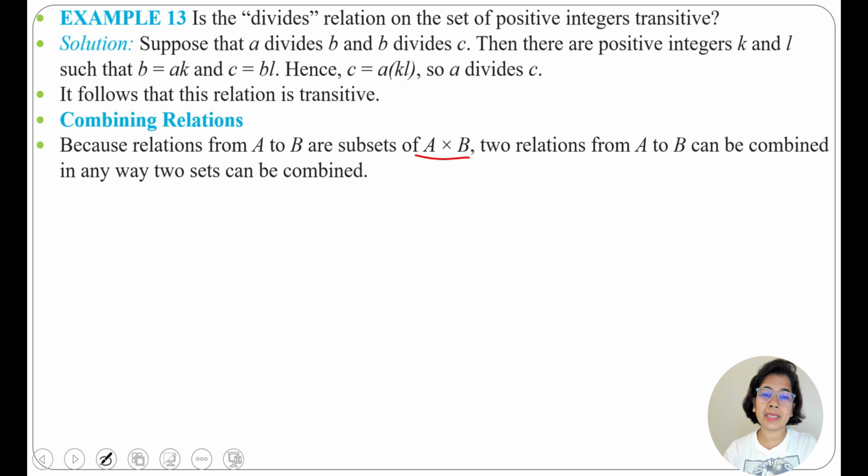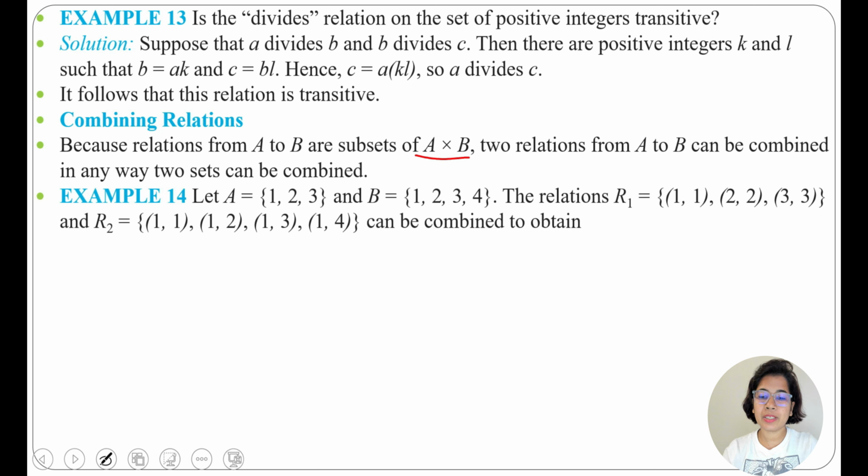So how do we combine these sets? We can also combine the relations. Let's see one example. Let A equal {1, 2, 3}, B equal {1, 3, 4}. The relation R1 contains (1,1), (2,2), (3,3). R2 contains (1,1), (1,2), (1,3), (1,4). They can be combined to obtain new relations. Now we'll combine these relations.